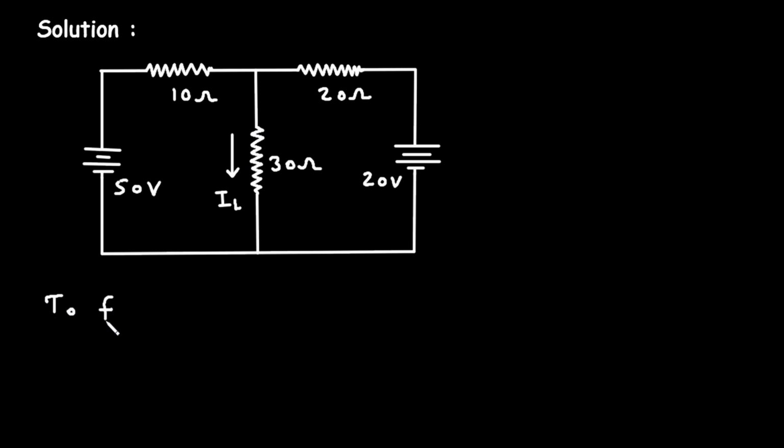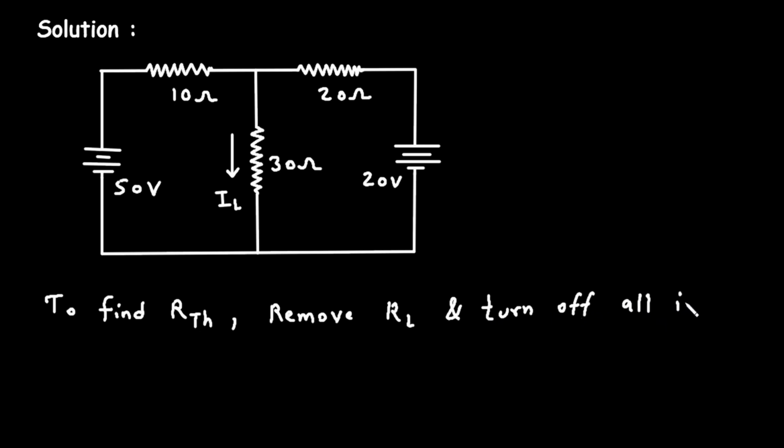So to find RTH, that is Thevenin's resistance, remove RL and turn off all independent sources. Now here we can see the RL, load resistor value, is 30 ohm. Because we have to find this current IL, that means this 30 ohm will be the load resistor.